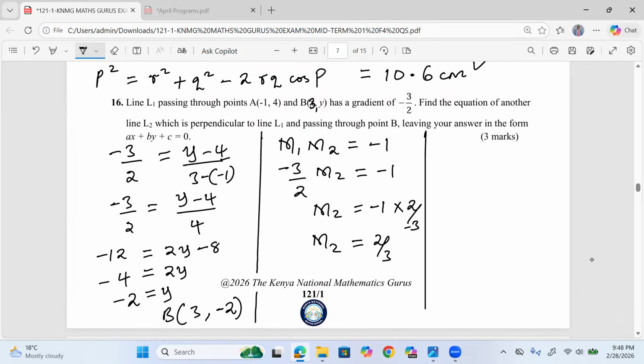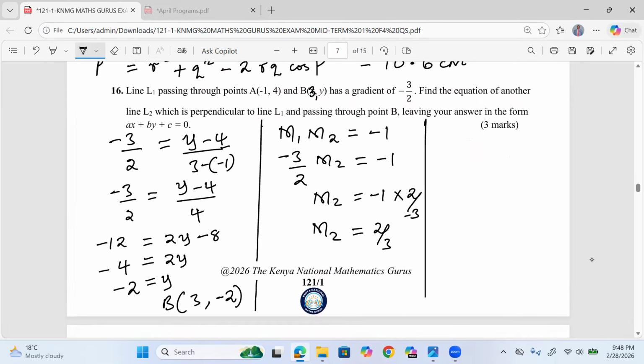So if we have the second gradient for the line 2, and now we are talking about its equation, then we have been told that it passes through coordinate B. Then we shall talk about the gradient being expressed using coordinate B and another coordinate xy, a general coordinate. So y minus negative 2. You see coordinates of B is here. So it's minus a negative, making it positive. x minus the value of x, which is 3.